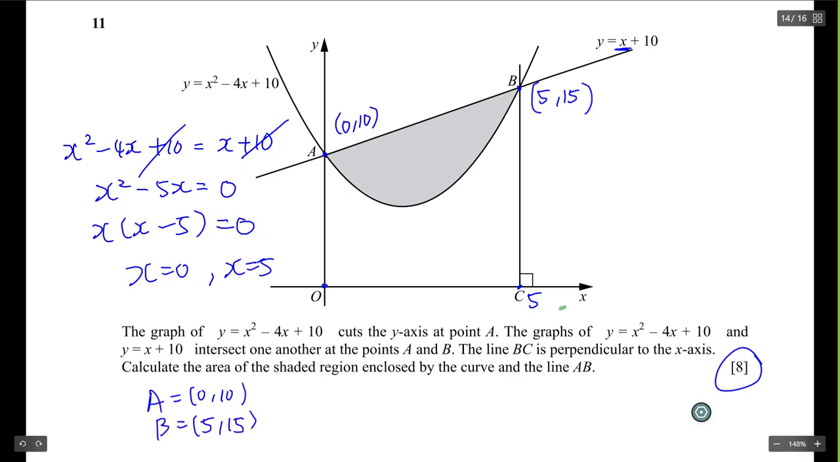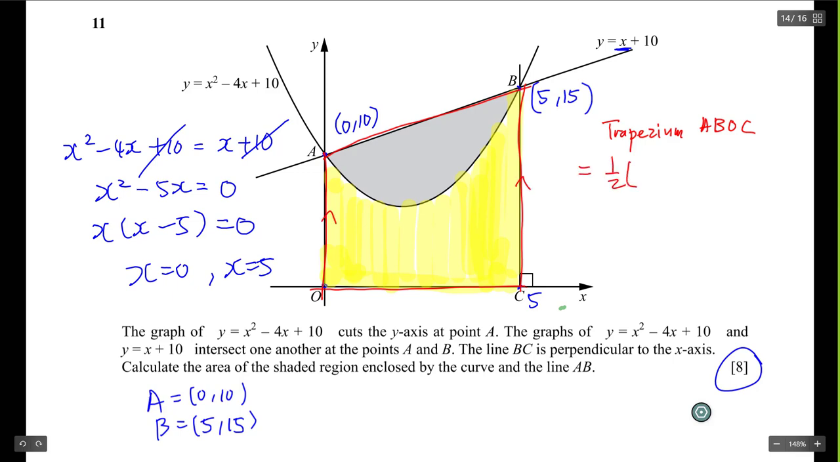Next thing I want to do is, I will find the area under the curve. I will find this area, and then I will use a trapezium to minus the area under the curve here. So where's my trapezium? This one will be my trapezium. This is the reason why I need to find the coordinates, so that I can do the trapezium. The trapezium should be easy, right? I will call it ABOC.